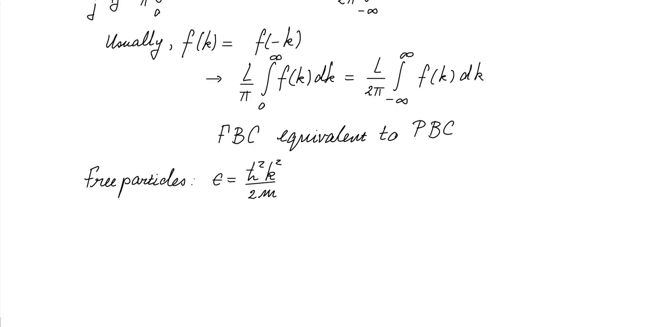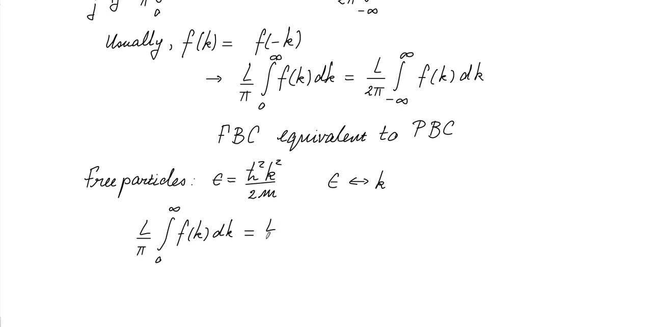If we are dealing with free particles, then the energy of those particles is given as h bar squared k squared over 2m, and we see therefore that there is an almost one-to-one relation between the epsilon and the k. We can use this in order to rewrite the integral over k as an integral over epsilon, and the most convenient one we can take is the integral which runs from 0 to infinity. So we have L over pi, integral 0 to infinity f_k dk, and using this relation between epsilon and k and the fact that k is only positive in this case allows us to rewrite this as follows.